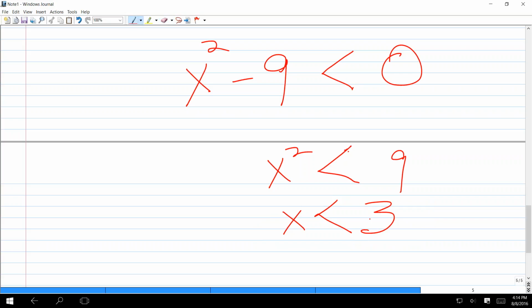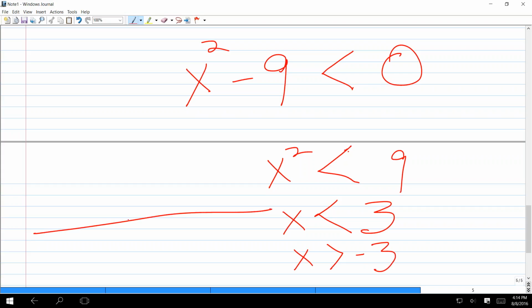what happened is that when you take the square root of both sides of an inequality, it's a lot like dividing by a negative number. In other words, you don't just get x is less than 3. Because I've taken the square root of a number, the normal solution would be x is less than or equal to plus or minus 3. But that's not even correct. What's correct is that x is less than 3 or x is greater than minus 3.